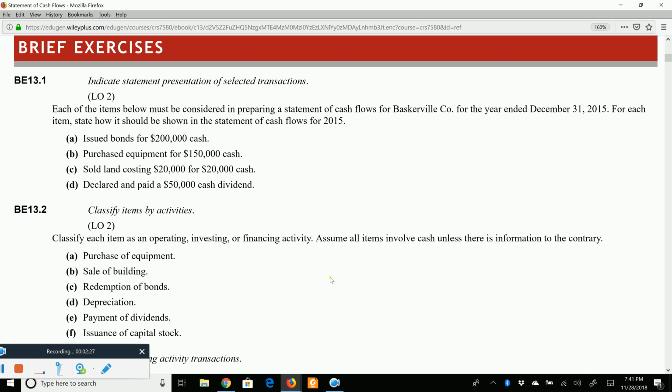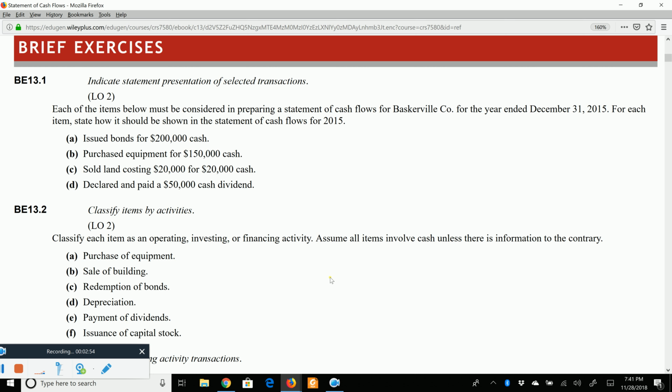So let's take a look at letter A. It said issued bonds for $200,000 cash. So we're the company, we're issuing bonds, and the bondholders in turn are giving us cash. So first of all, that is a cash inflow. We are receiving the cash. And because bonds is a long-term liability, this is going to be a financing activity.